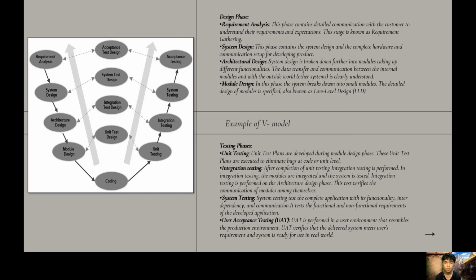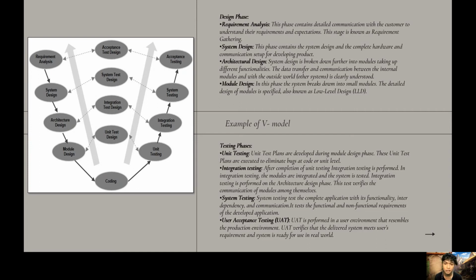System testing. The system testing tests the complete application with its functionality, interdependency, and communication. It tests the functional and non-functional requirements of the developed application.